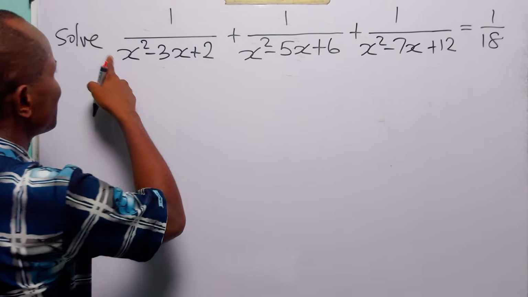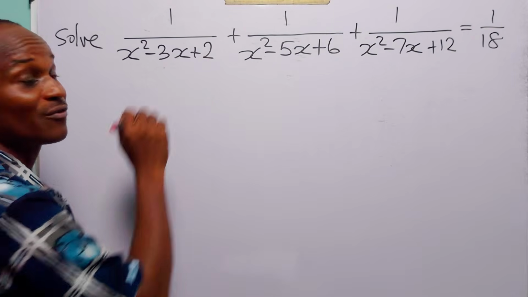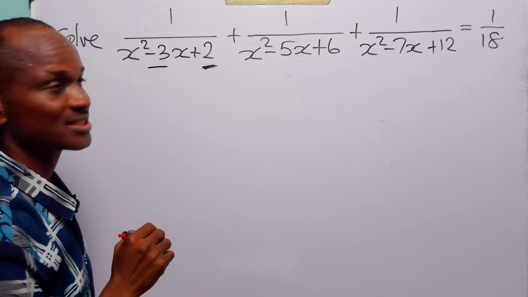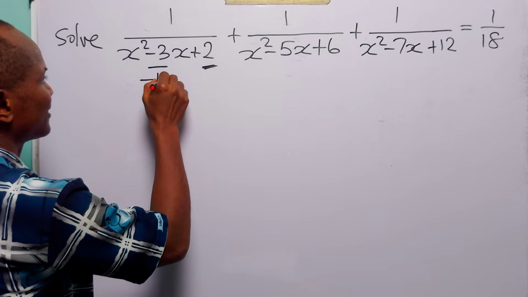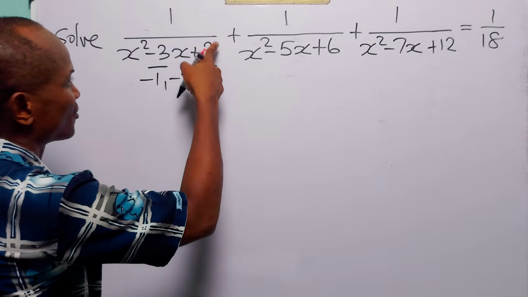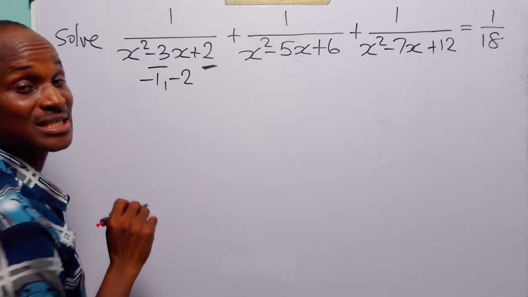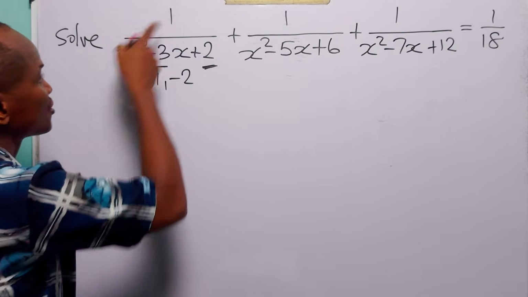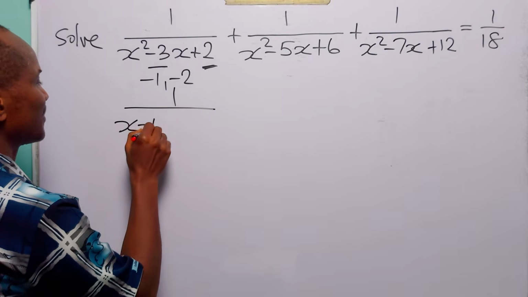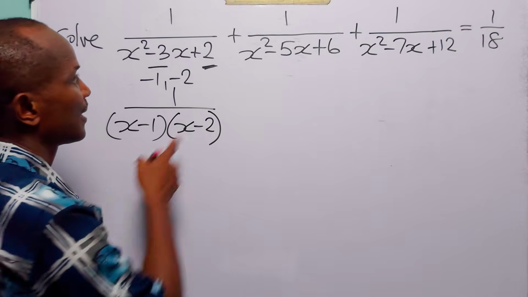Now, in this case, since the coefficient of x squared is 1, to factorize it, all we need to do is to find the factors of 2 that add up to -3. And of course, we have -1 and -2 because -1 times -2 is going to give us +2, while -1 minus 2 is going to give us -3. So we can write this first fraction as 1 over (x - 1) multiplied by (x - 2).